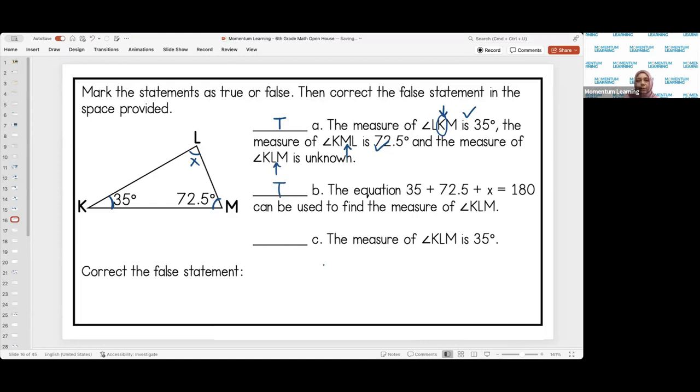Let's solve this one. The equation is 35 plus 72.5 plus x will be 180 degrees. So we are going to write 35 plus 72.5 will be 107.5 plus x is 180. So x will be, by subtracting 107.5 from 180, it gives us 72.5. Yes, Matthew. So 72.5 will be this angle. So it is false, and we correct this statement by solving the equation.